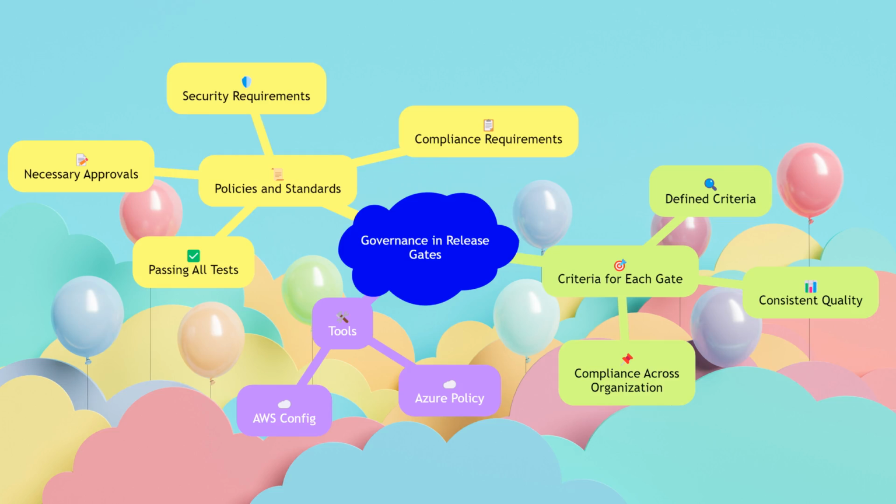Governance in release gates involves setting policies and standards that the software must adhere to before it can be released. This includes defining the criteria for each gate, such as passing all tests, meeting security and compliance requirements, and obtaining necessary approvals. Governance ensures that all releases follow the same standards, leading to consistent quality and compliance across the organization. Tools like Azure Policy and AWS Config can help enforce these policies within the release pipeline.